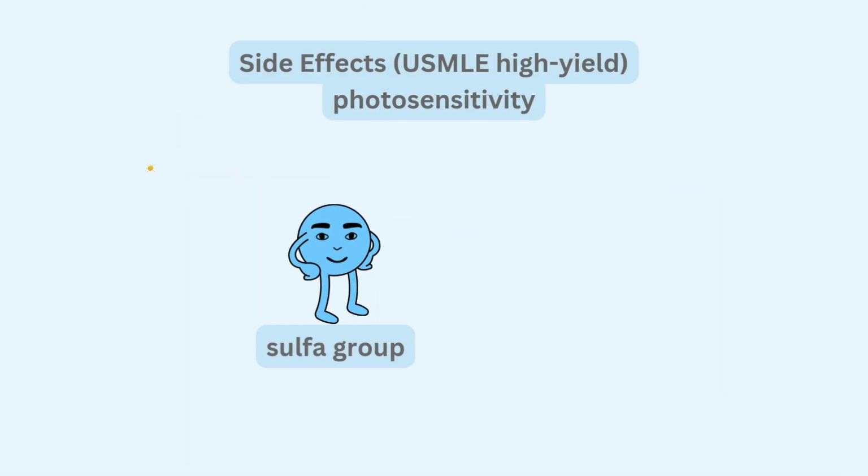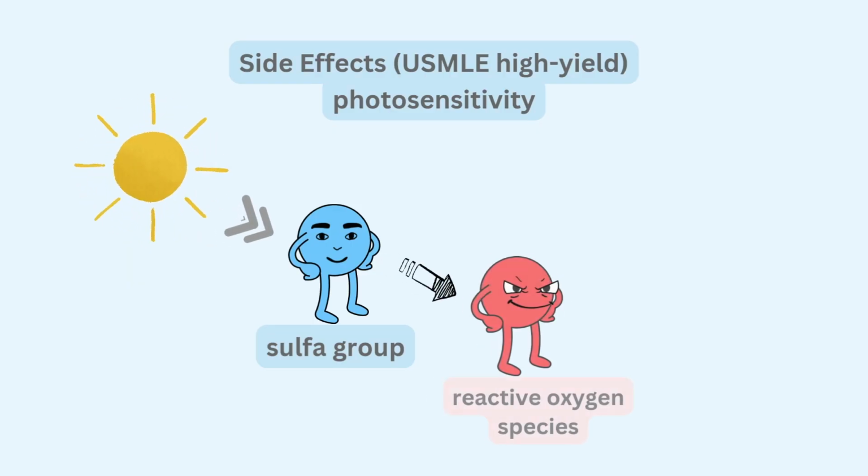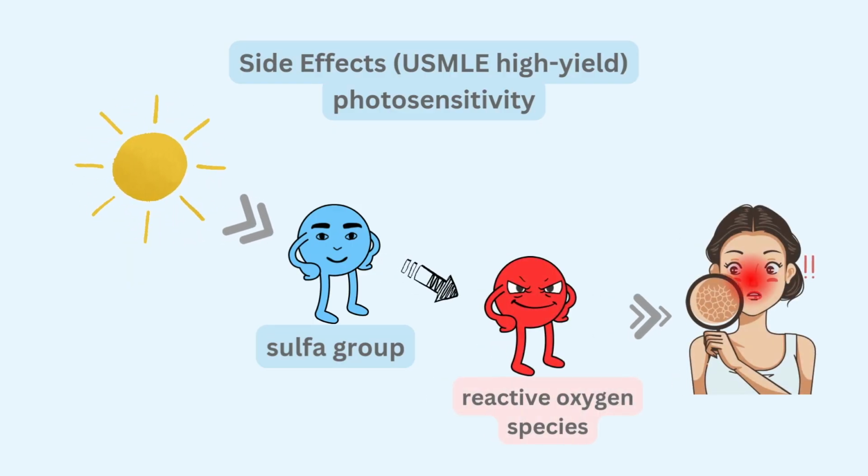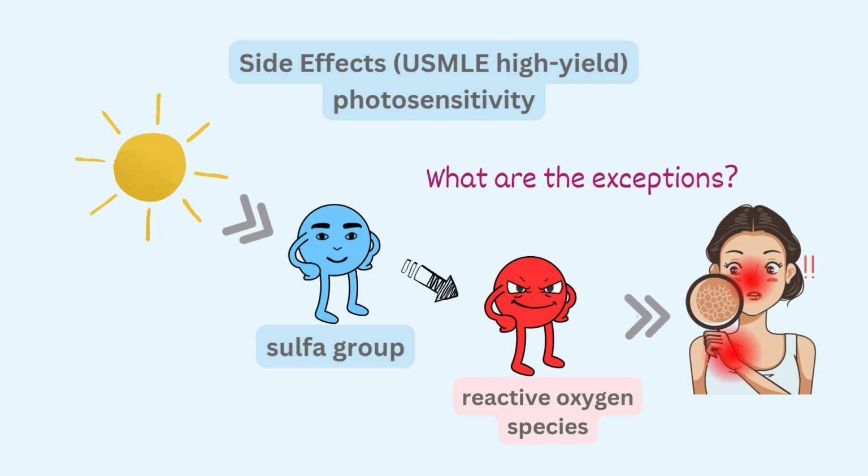Most loop diuretics have a sulfonamide group. Under UV light, these molecules can trigger immune reactions and generate free radicals, leading to skin damage.